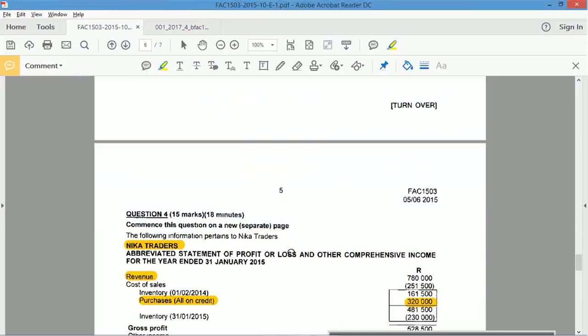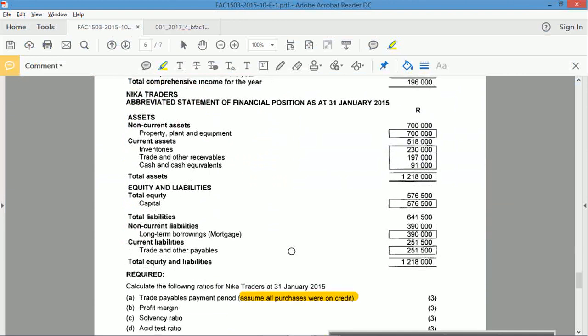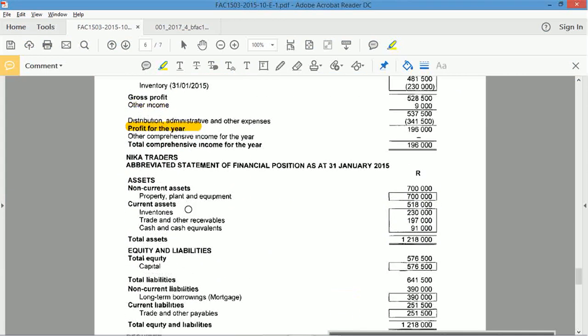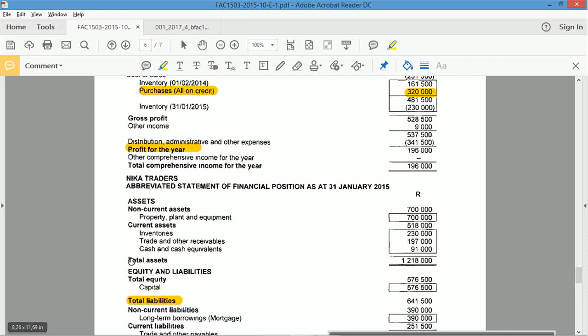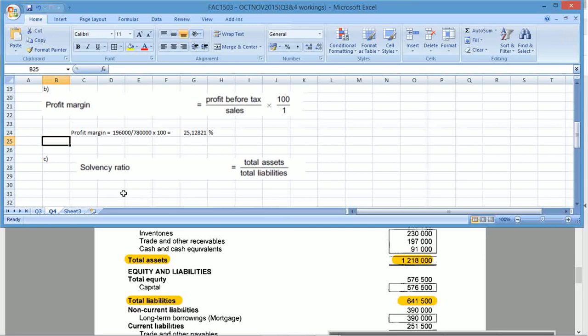Okay, next ratio is total assets. Go to your statement of financial position. There's total liabilities, there's total assets. Easy, right? Solvency equals 1,218,000 divided by 641,500 equals, yes, 1.90 if you round off to 2 decimal places. Correct. Perfect.